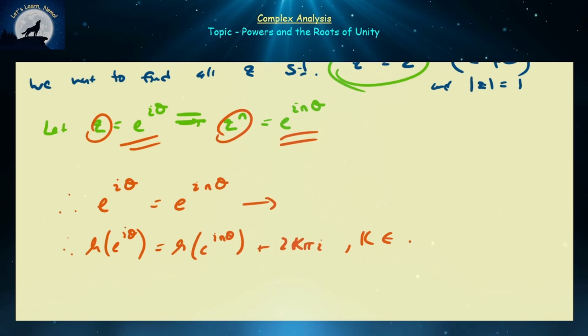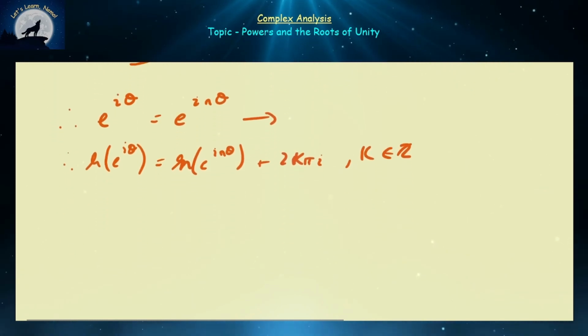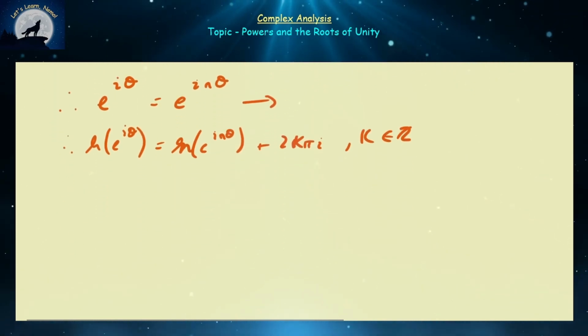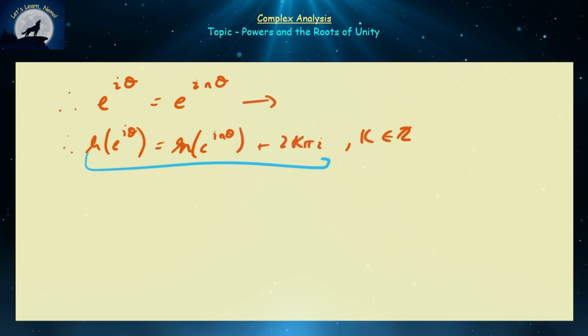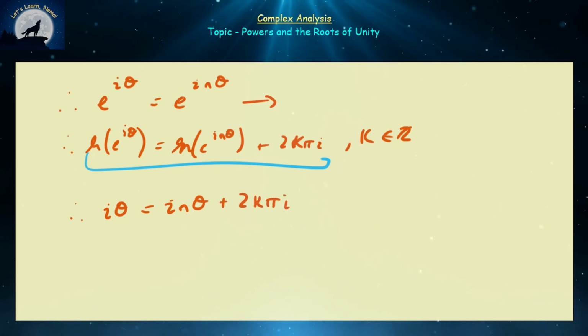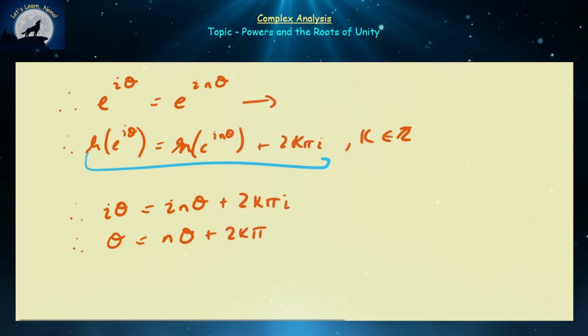Now, this is very important to keep in the back of your mind because we are working in the complex plane, not the real plane. So every time you take the natural log, you have to include the periodicity of the exponential function. So we have this particular equation now. Now that they cancel, we're just left with i theta must be equal to i n theta plus 2k pi i, k an integer, and we can divide both sides by i because i is not equal to 0, so we have theta is equal to n theta plus 2k pi.